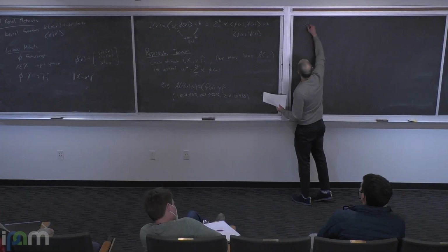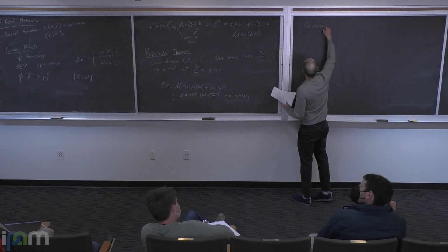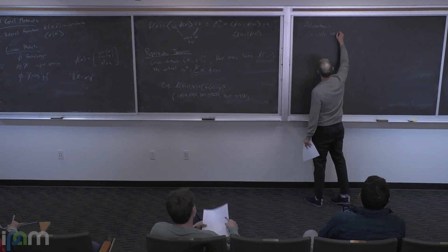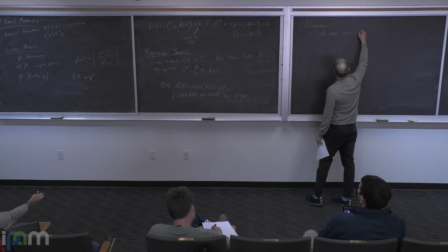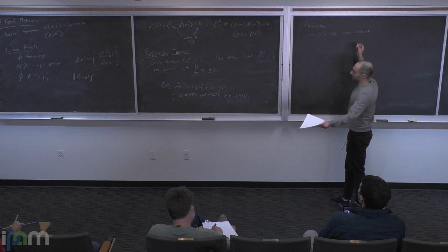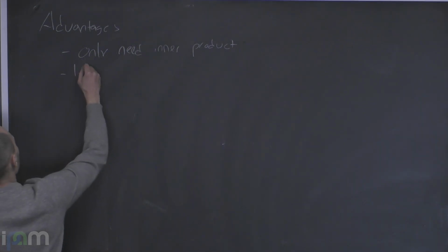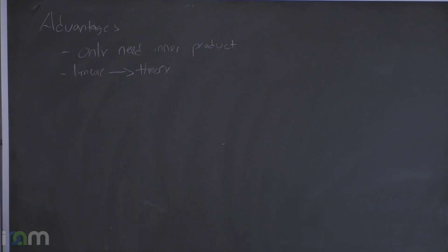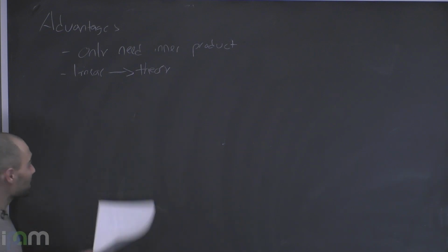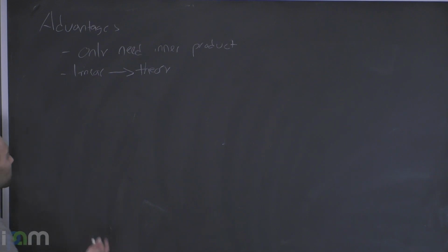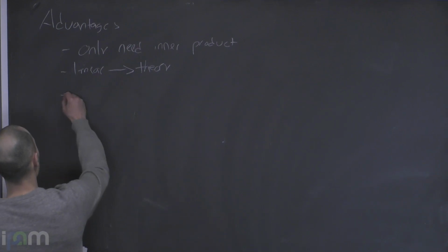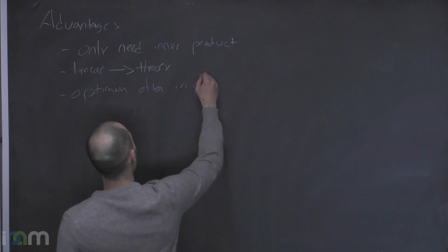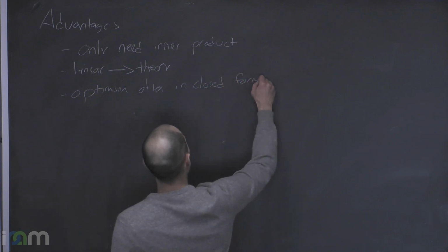Okay, so advantages of this idea. We only need an inner product, which is great. We can do that with quantum computing. Linear models mean we can do theory. It's really hard to do theory in deep neural networks and variational algorithms, but here there's a lot of really good theory, and it's easy because it's linear. And one more thing, the optimum is often in closed form, or easy to find.